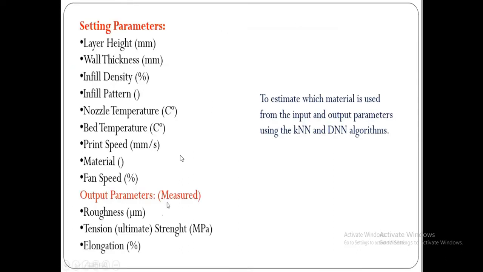We'll see these parameters. So the setting parameters are layer height, wall thickness, infill density, infill pattern, nozzle temperature, bed temperature, print speed, material, and fan speed. While the output or measured parameters are roughness, tension strength, and elongation. The basic aim of our practical is to estimate which material is used from input and output parameters using different machine learning algorithms.